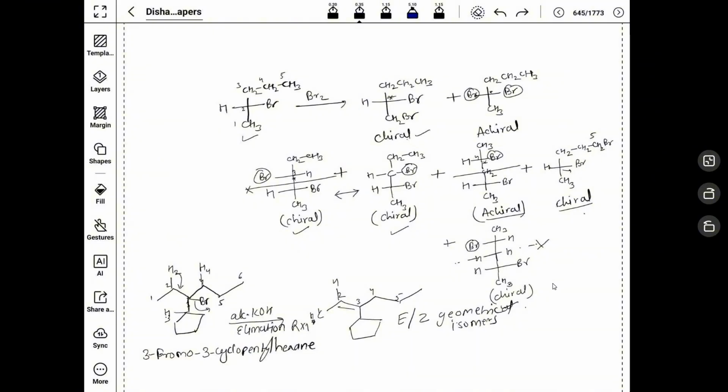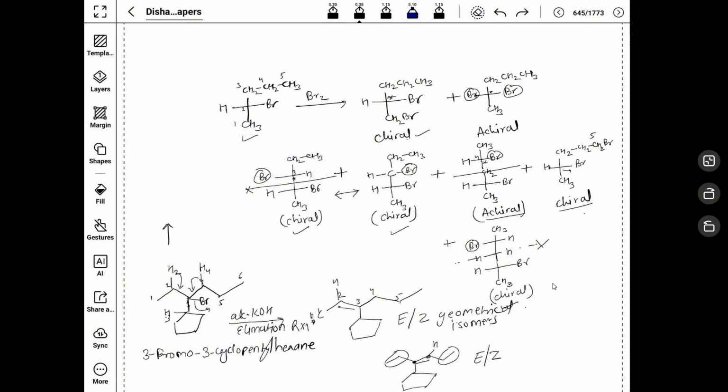Okay, let's remove hydrogen 4. If you remove hydrogen 4, then you will have this product. And in this case also, you can see that this double-bonded carbon has different substituents. This one is hydrogen, this one is ethyl, this one is ethyl, and this is cyclopentyl. Therefore, it can also show E and Z geometrical isomers.